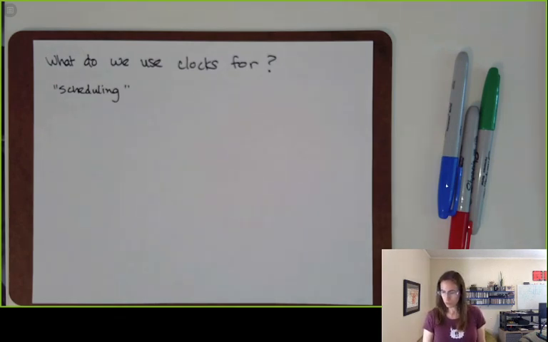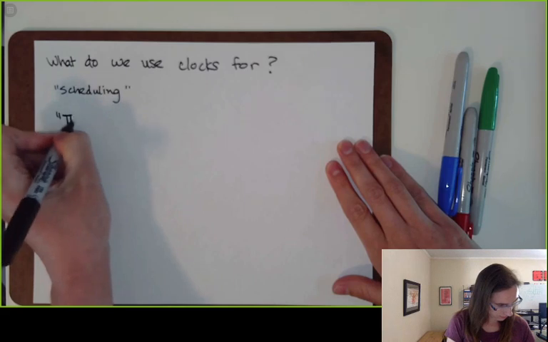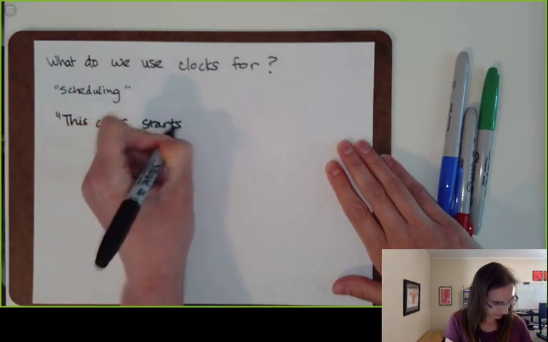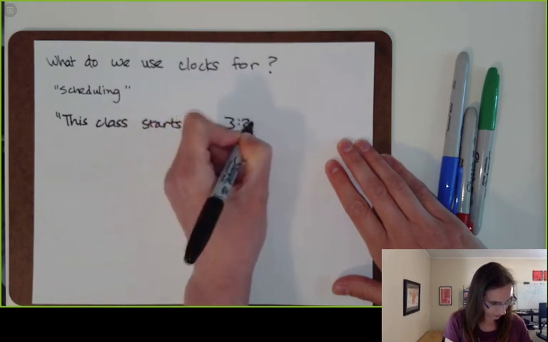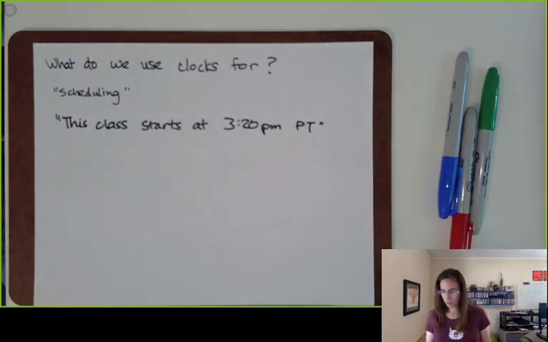Okay. So this class begins at 3:20 p.m. Pacific time. So we use clocks to say when something will happen, right? So that we all know to be here at this time. So this class starts at 3:20 p.m. PT. This is one thing we use time for. We use it for marking particular points in time.